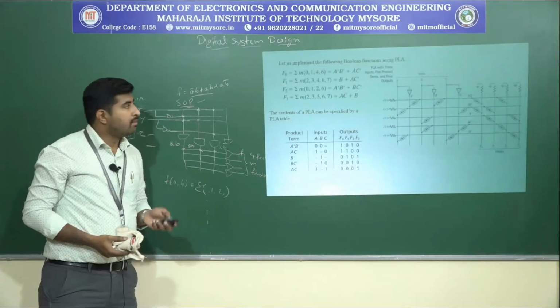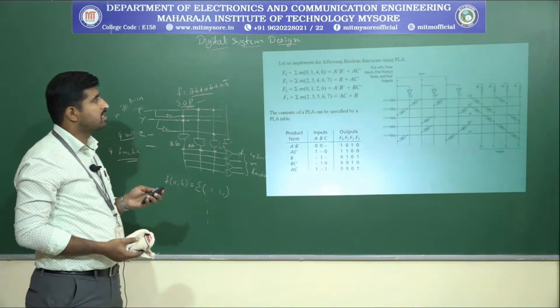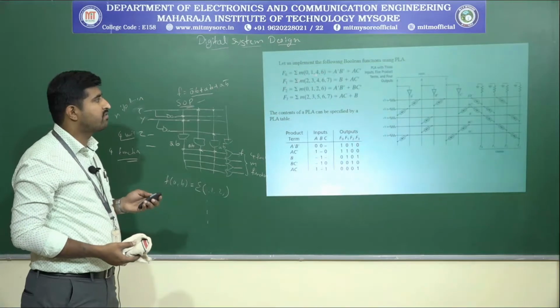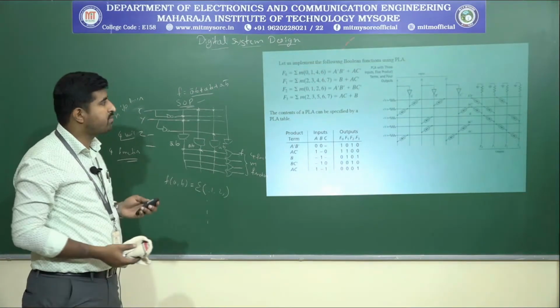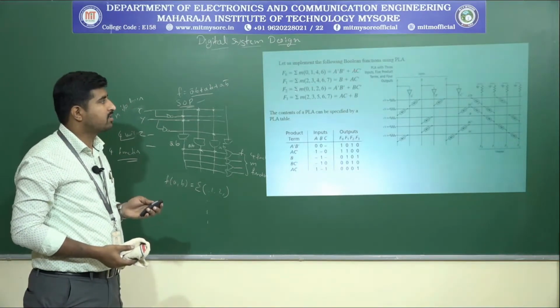So let's take one more example. We need to implement the given function: f naught is summation of 0, 1, 4, 6. This function has been simplified by using the K map, and the simplified equation is A bar B bar plus A C bar.